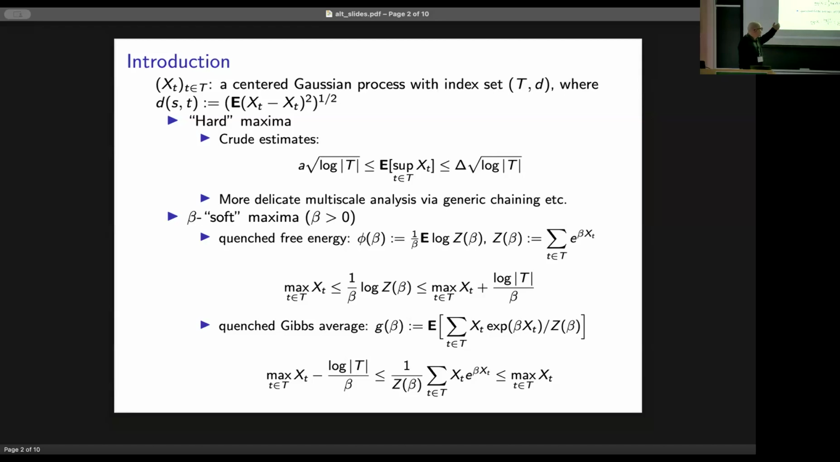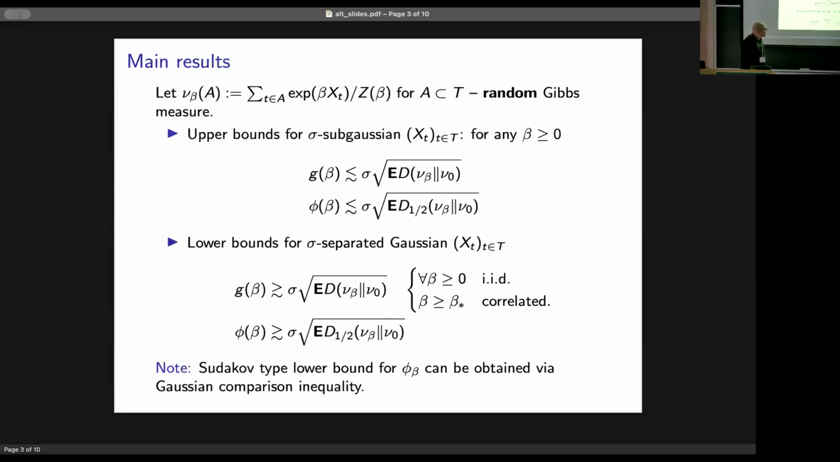And so "Talagrand meets Talagrand" refers to the fact that the first bullet is in, let's say, Talagrand's book, Upper and Lower Bounds for Stochastic Processes. And the second bullet is in Talagrand's two-volume book on mean field models for spin glasses. As far as I know, he never really wrote anything connecting the two, so we're trying to do this here.